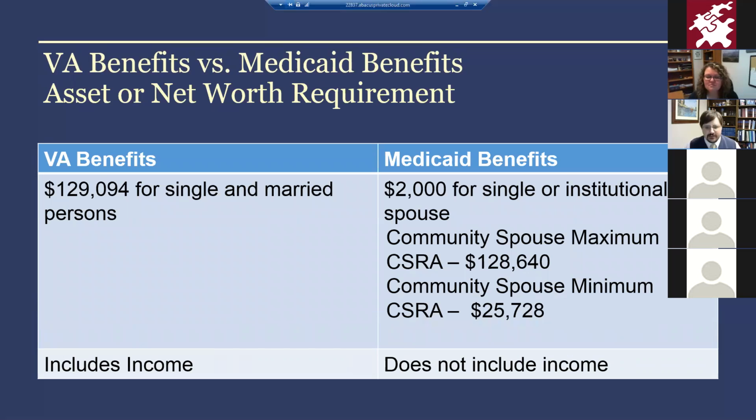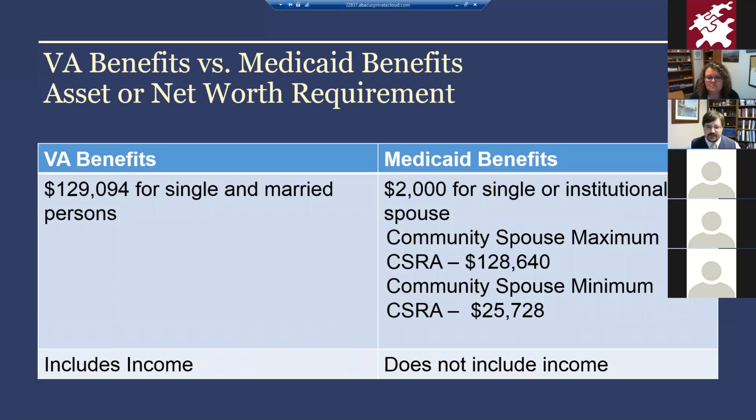And so then we really dive deep into some of the differences for VA benefits. There is a cap of asset or net worth requirement. Again, that's $129,094, and that's whether a person is single or whether a veteran is married. That's the cap.